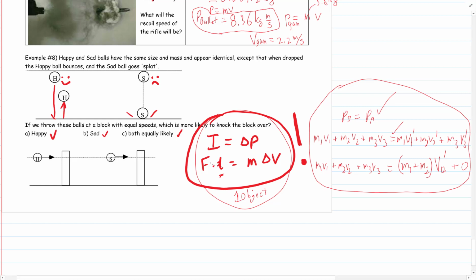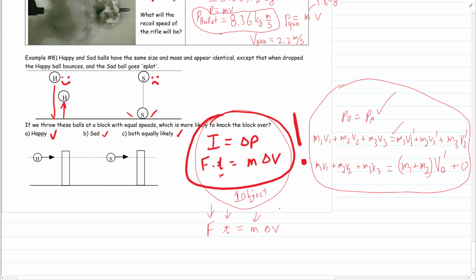Okay, we want to know which one hits with the larger force. Force times time is mass times the change in velocity. The larger force will push it over. They are traveling at the same speed, so they hit with the same amount of time. The impact time is the same. Their masses are the same. So we want to know which one will have the larger change in velocity.